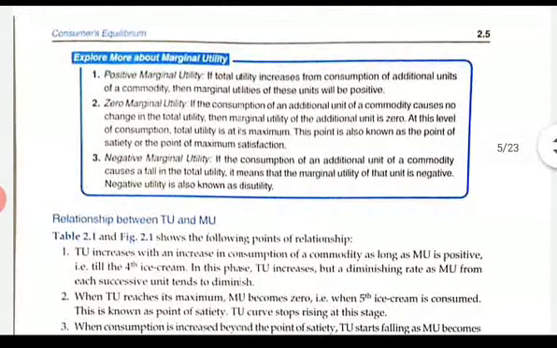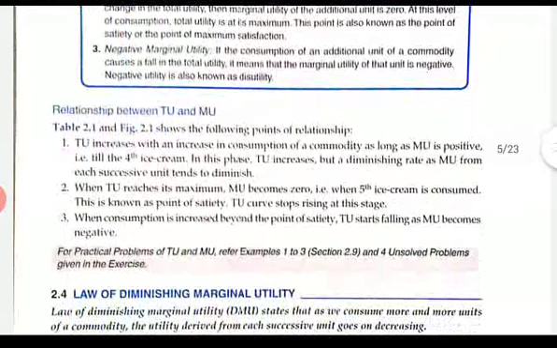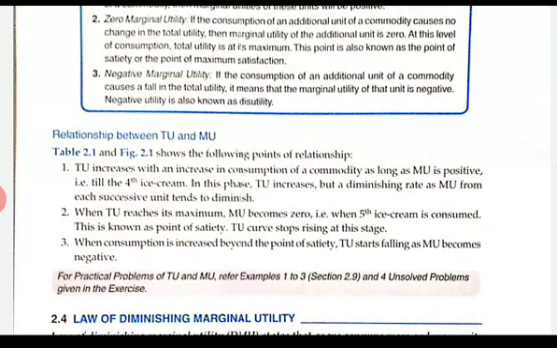So you can go through the relationship. TU increases with an increase in consumption of a commodity. Whenever we start to consume more of a commodity, your TU increases, and when TU increases, your MU is positive. But when TU reaches its maximum point, the point of satiety, your MU becomes 0. And after the point of satiety, your TU starts to fall as MU becomes negative.